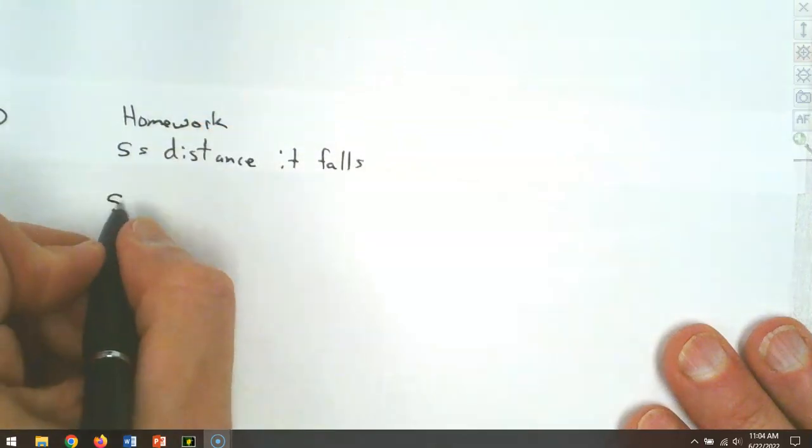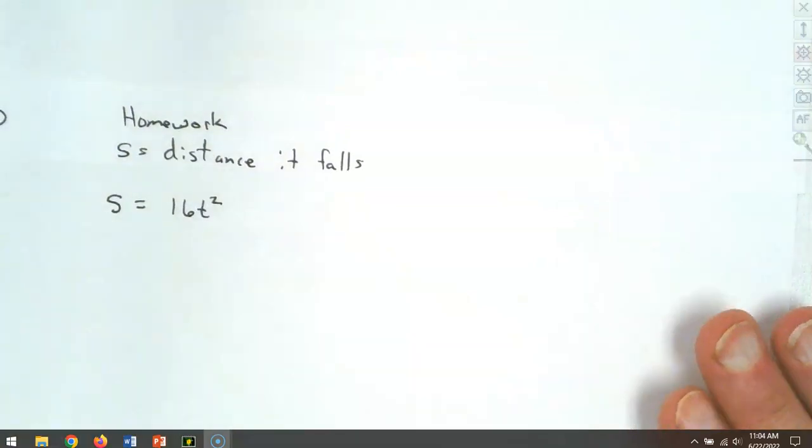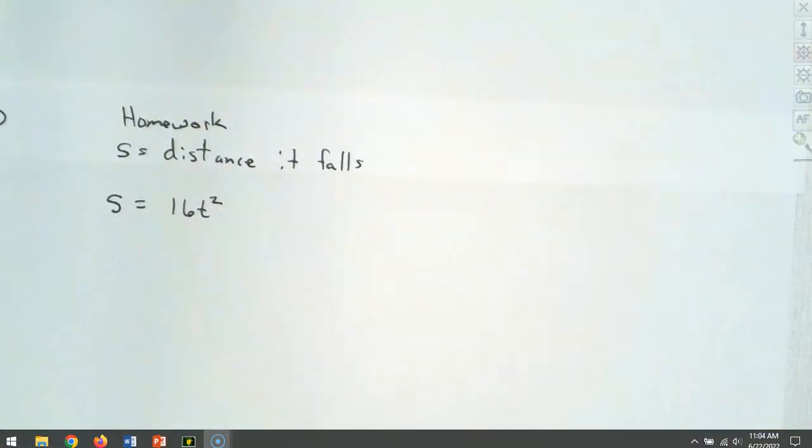And so our formula is S equals 16t squared. It's kind of like the other one. They just rewrote it so that 16 was positive because you're starting up instead of on the ground. So this one, you've got a ball up top and you're just going to drop it. And gravity's going to make it go faster down. So that's why it's the opposite way.